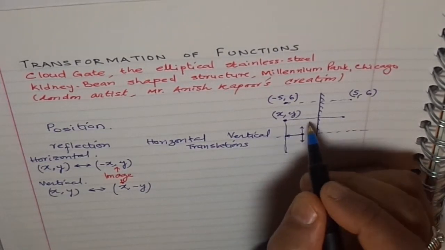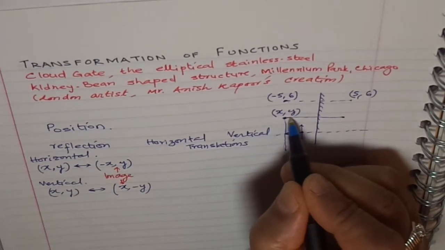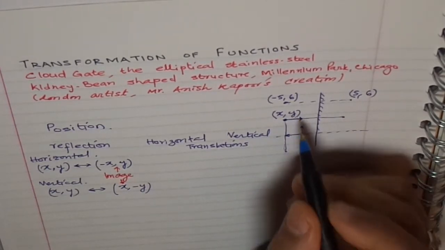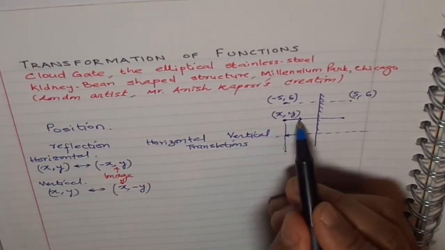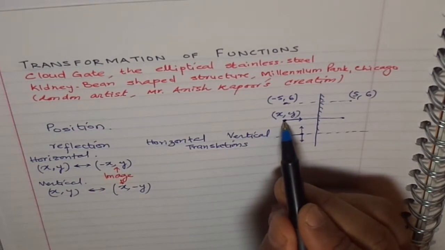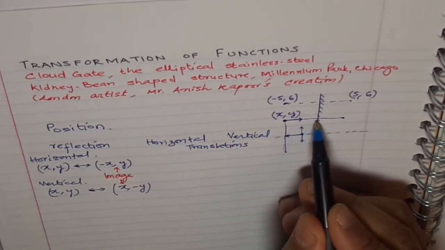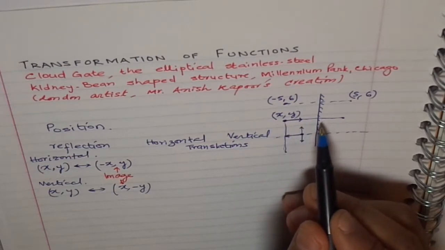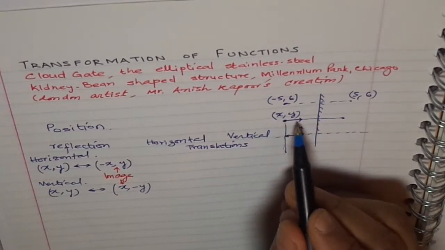Let's say we have a point (x, y). If I move it 1 unit to the right, what happens? The y value remains the same, but the x value increases by 1. If I move it 5 units, it increases by 5. Let us say I translate by a units. In that case, it will increase by a.